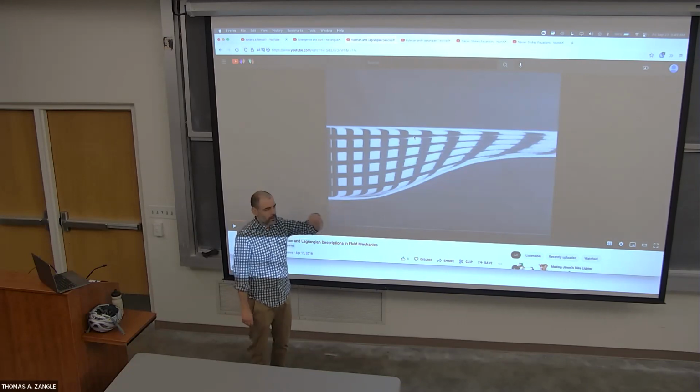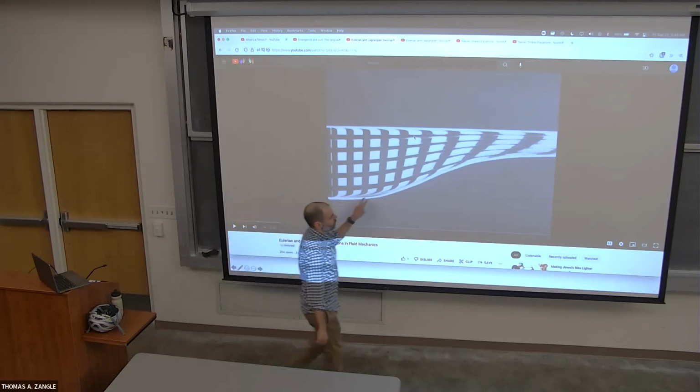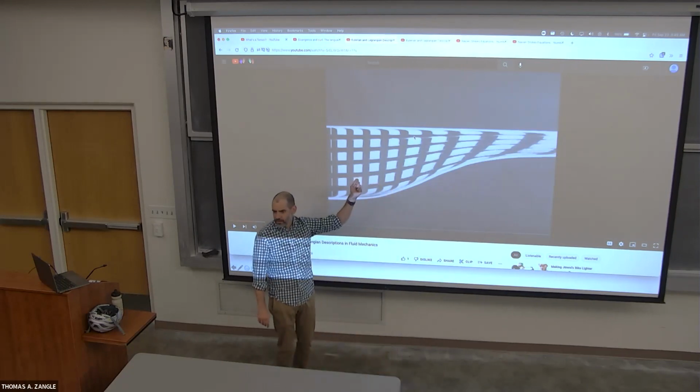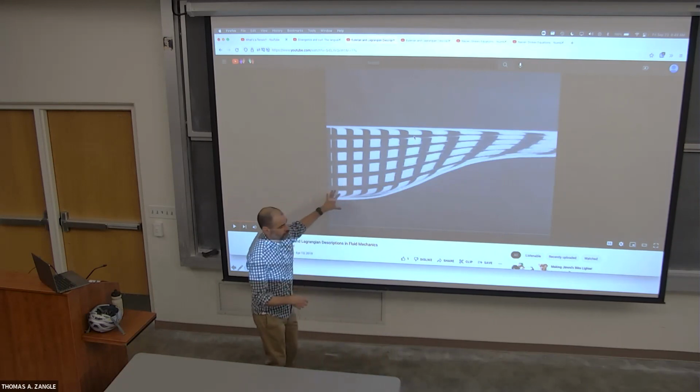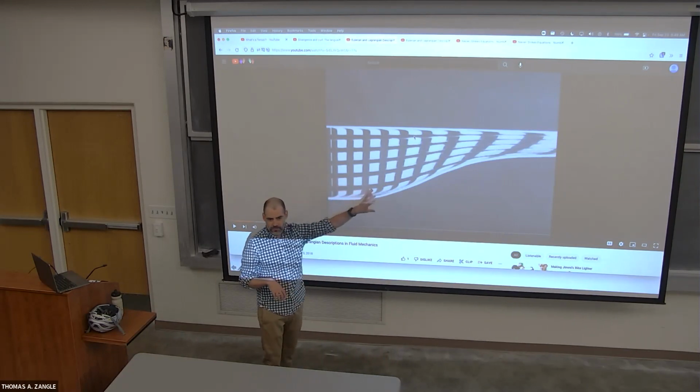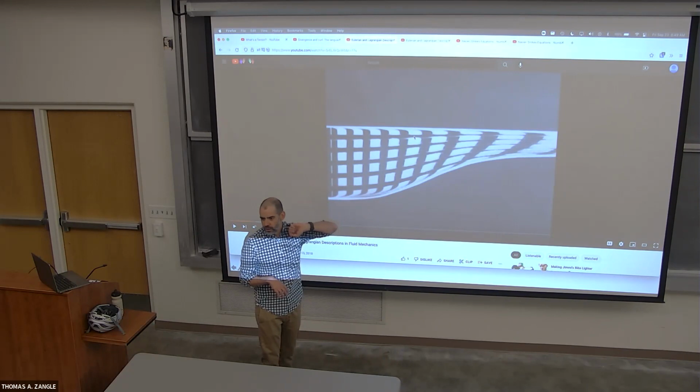You can see it here. So you see this flow through this contraction. This is steady state, right? As in, from our lab reference frame, as we're watching this, the flow is unchanged. The velocity field that we see here is the same throughout the course of this illustration.